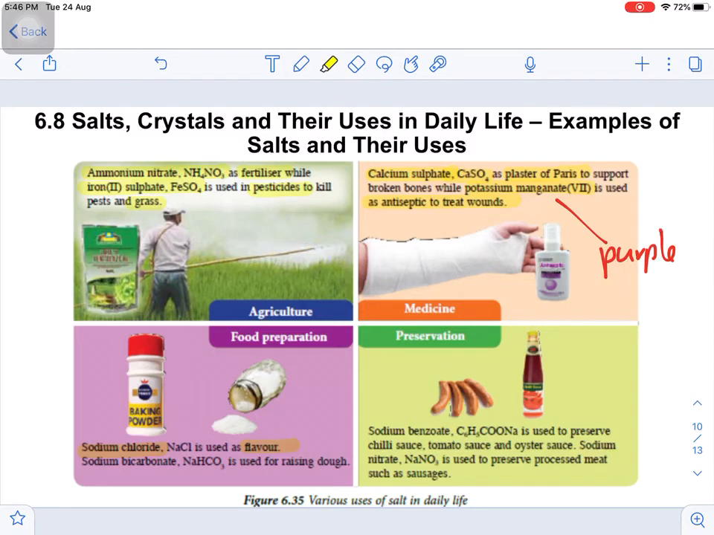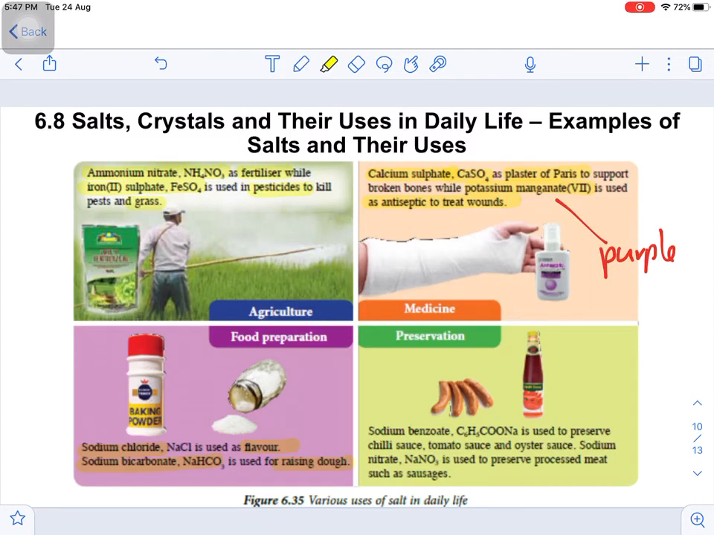Okay, next in food preparation, we have sodium chloride as flavor. Yelah dia bagi rasa masin. Kita guna dalam masakan. And kita ada juga sodium bicarbonate in raising dough. Kalau kita nak buat kek ke apa, kadang kita nak goreng-goreng apa-apa, kita akan letak, jemput-jemput ke, kita letak sodium bicarbonate untuk dia gemuk nanti. Okay. Selain pada ni, we have MSG. MSG also salt used as flavor.